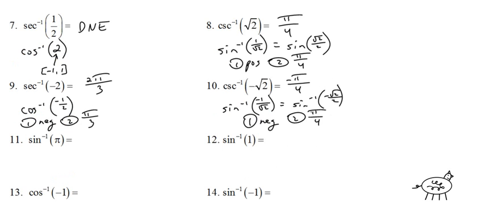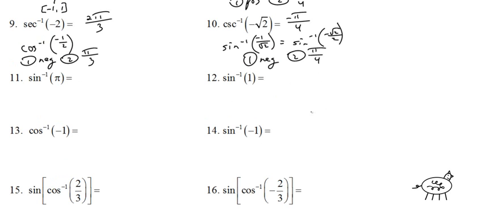Okay, number 11. This is a trick question, math fans. It's a trick question because you're looking at it and going, hey, what's the sine of pi? And you're saying, oh, the sine of pi is 0. That's not what I'm looking for. I'm looking for the inverse sine of pi. So if I rewrite this, it's inverse sine of 3.14.